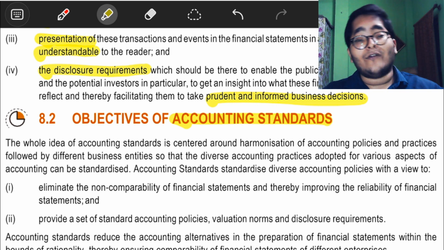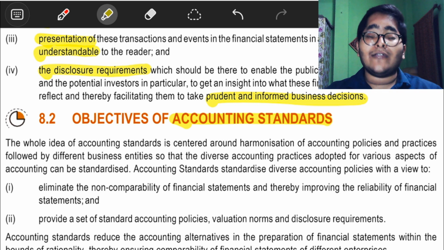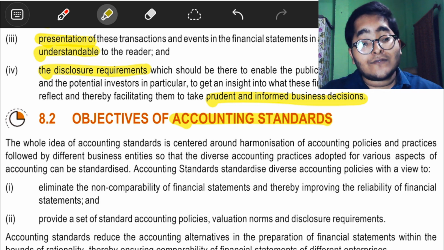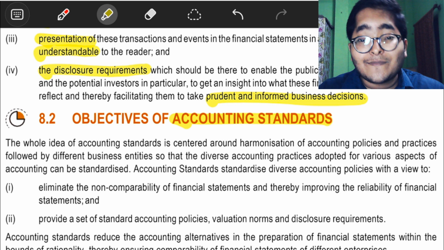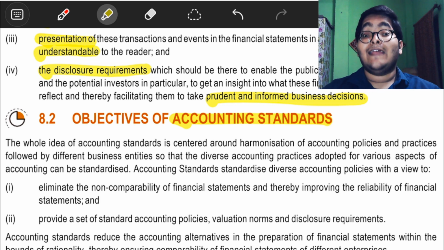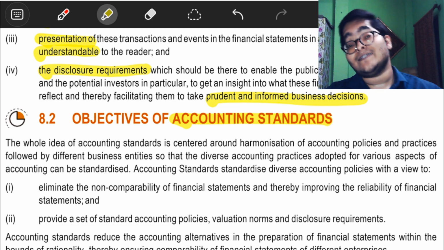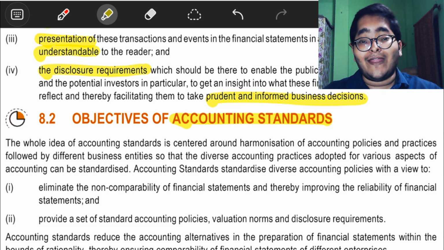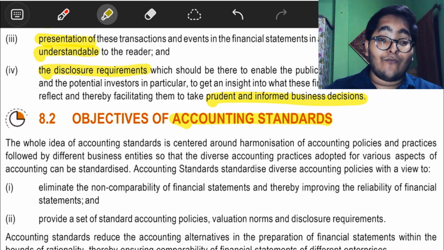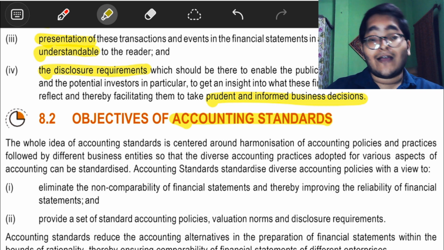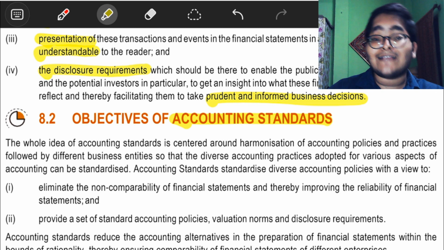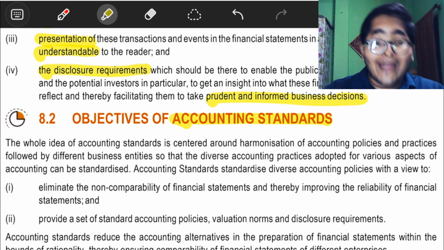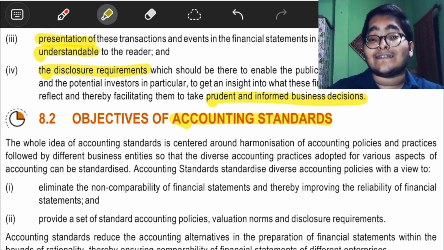The main or the primary objective of accounting standards is to standardize the accounting concepts or accounting principles that are utilized by various business entities or business enterprises in preparing their financial statements. When these accounting policies or accounting concepts are standardized, the financial statements from such standardized accounting concepts would be comparable among each other, and that is the primary objective.